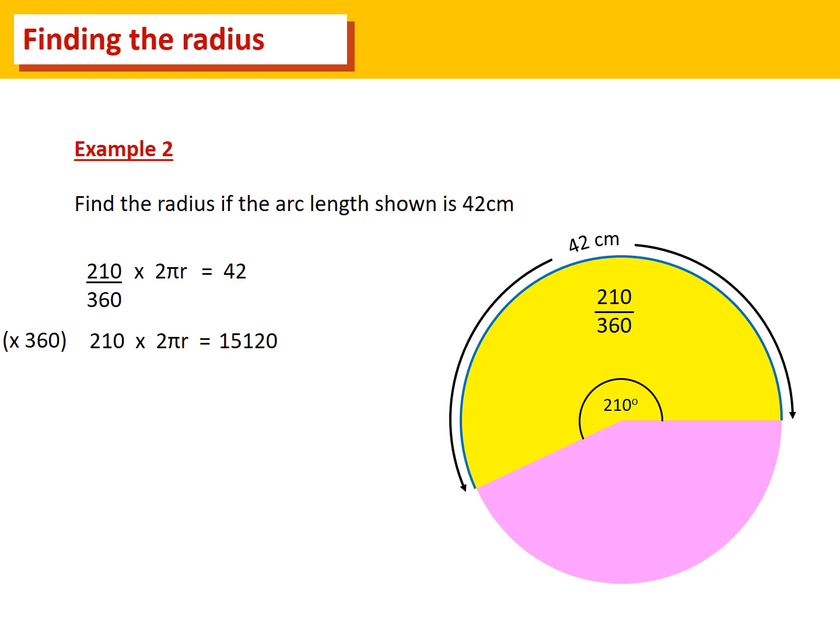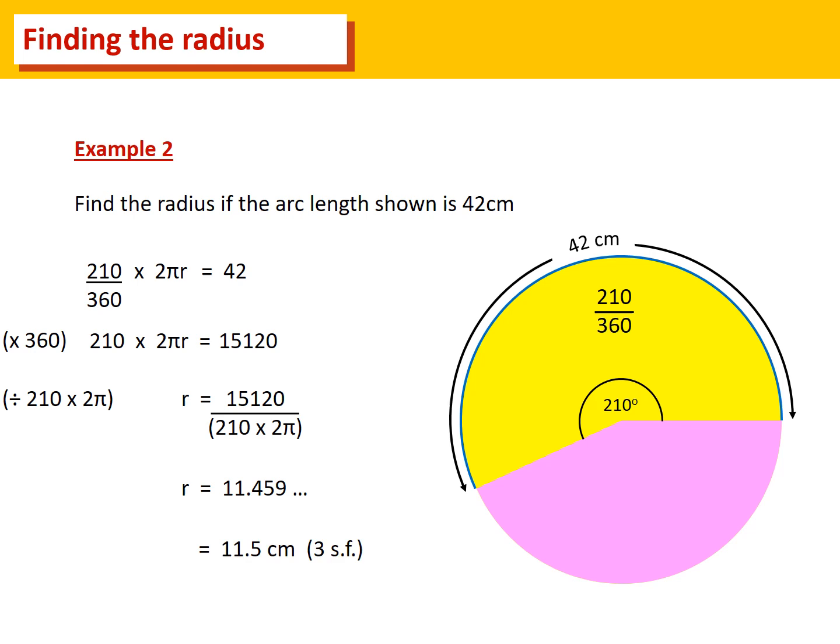We want to leave r on its own. r is being multiplied by 210 times 2 pi, and therefore we want to divide both sides by 210 times 2 pi. As before, we put brackets around the denominator. That's really important for when we're using our calculator. We tap that in our calculator with the brackets, and then we round off to 3 significant figures.